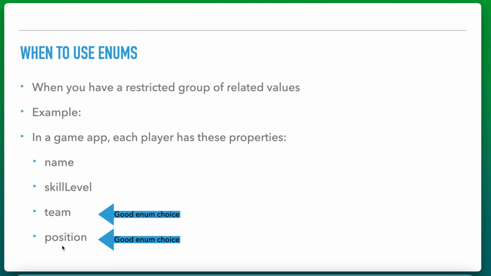Same with position. Imagine this is a soccer game and there are about 5 or 7 positions on the soccer field. You can force a choice for one of those positions. This makes sure that we're not creating positions that don't exist. Again, an enumeration makes a good choice here.